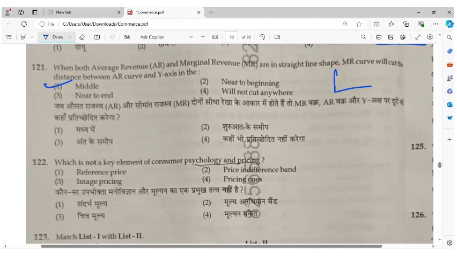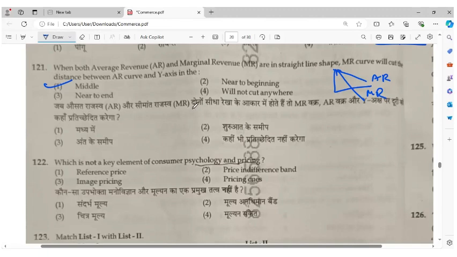So you know that the AR curve, and this is the MR. This is the MR. So we are here. The question is, the MR will cut the distance between the AR and the y-axis. So here is the y-axis. So it is in the middle. In the middle. So here. Okay, so it is the middle. Near to the beginning it is not, it is from the beginning to the middle.